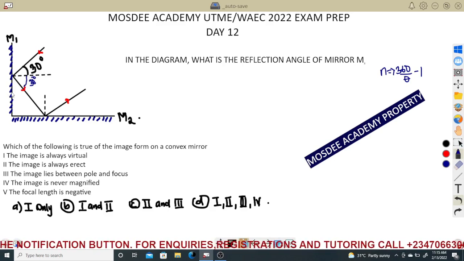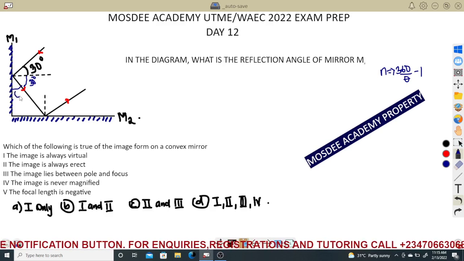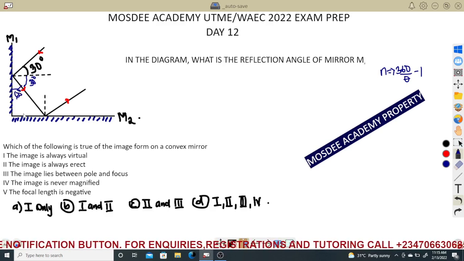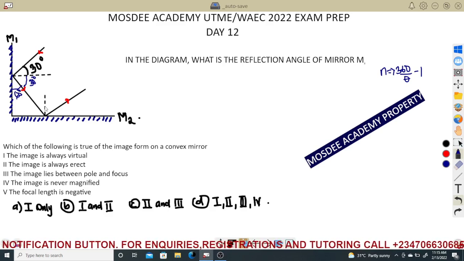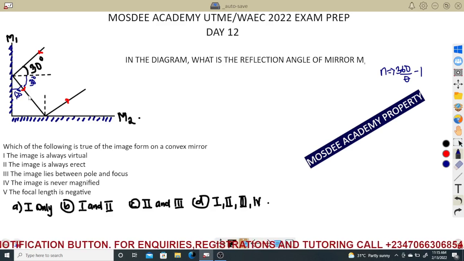The total angle from here to here is 90. If this is 30, my dear students, this is going to be 60. A little bit of geometry is what we are doing now. So if that is 60 degrees, that means the reflected ray of this one is the incident ray of mirror M2.